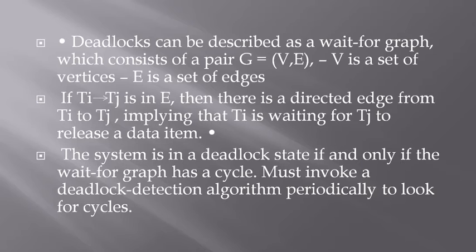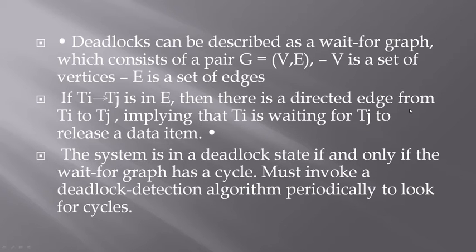So the deadlock can be described as a wait-for graph, which consists of G, a graph equal to (V, E). V is a set of vertices and E is a set of edges. So what does Ti → Tj mean? Here this is an edge Ti to Tj, an edge E.